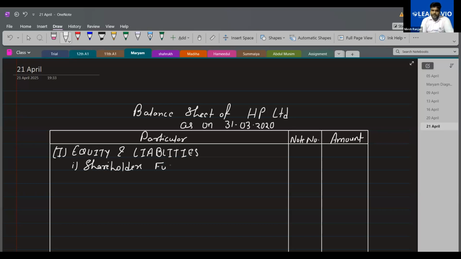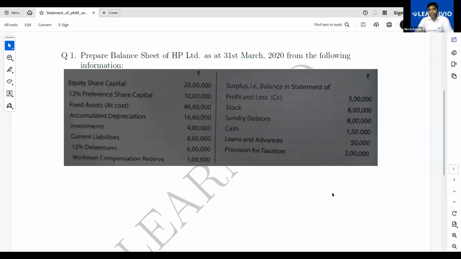Under equity and liabilities, the first item is shareholders fund. And in shareholders fund, the first item is share capital. Then the second item is reserve and surplus. So we're supposed to write all this? Not all, but yes, the items which are given in the question, you have to write under the heading or subheading related to that item. Like equity share capital and preference share capital, these two will go in share capital.